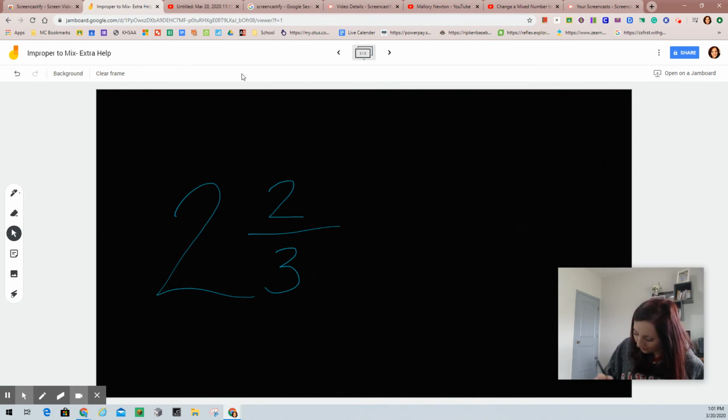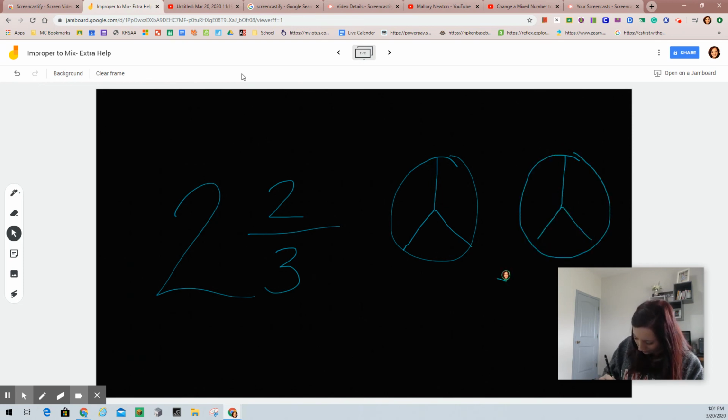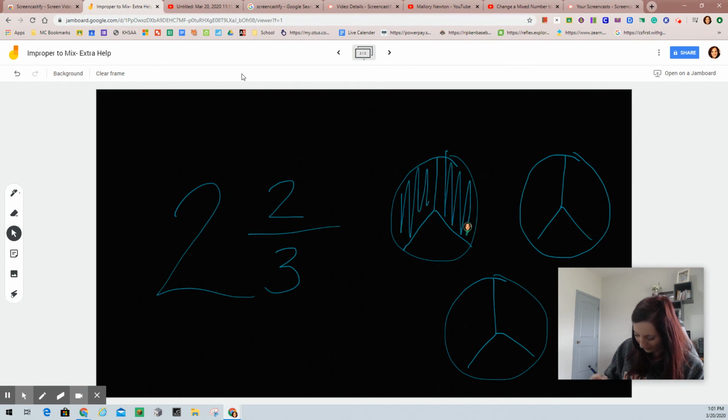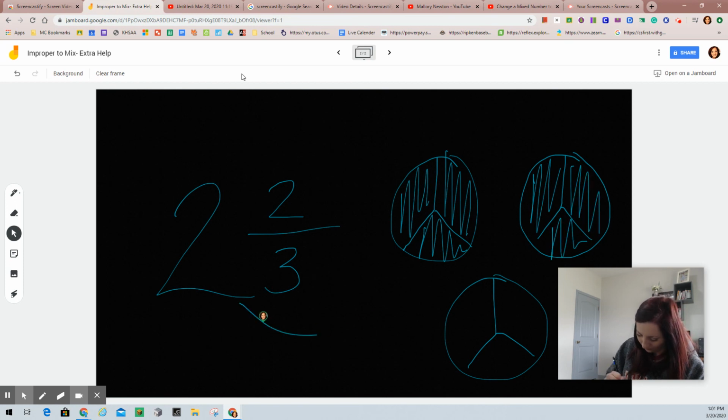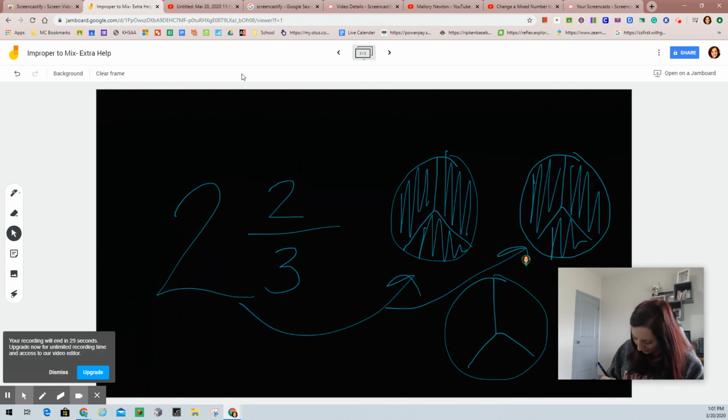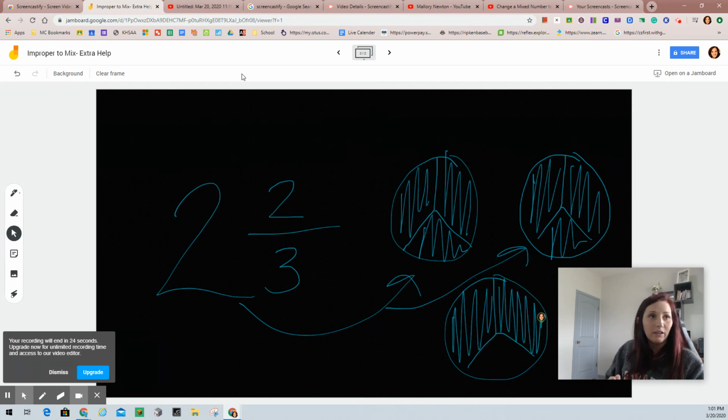So we could break this into thirds. I just always make a peace sign without the middle line. Divide into thirds. I know to draw 3 because I have 2 wholes, and then I'm going to have something left over. So I have 2 whole pizzas or pies that were eaten because that's my whole number. And then I have 2/3. So 1, 2. Now, what I do is I count up each slice, and that would now become my numerator.